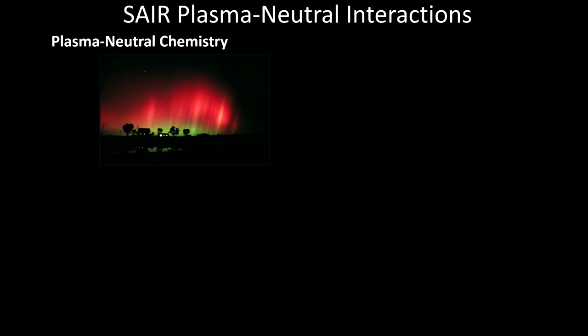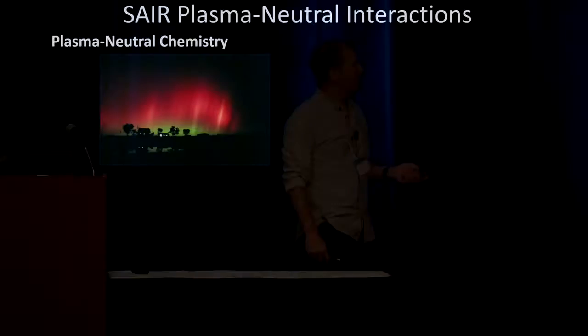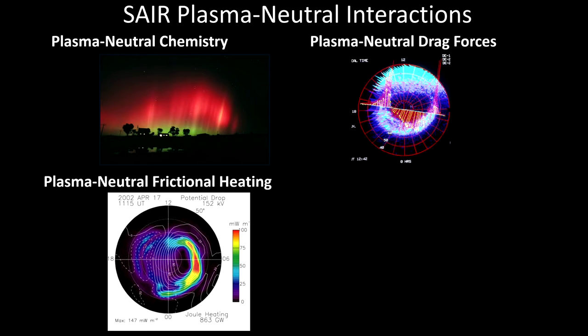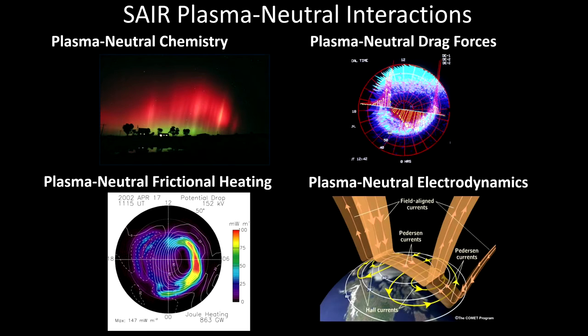So just to get it going, with regard to plasma neutral interactions, we're really discussing a number of topics, potentially. I won't cover these. I'll talk about something more specific, but you can think about it as the chemistry is a plasma neutral interaction when we have plasma interacting with neutrals and recombining or causing glow. There's also the drag forces associated with plasma neutral interactions. There are the frictional heating elements that plasma neutral interactions contribute to, and then also the electrodynamics.